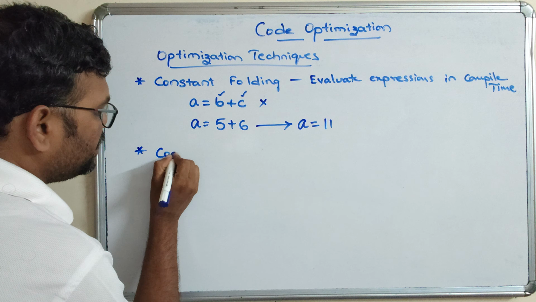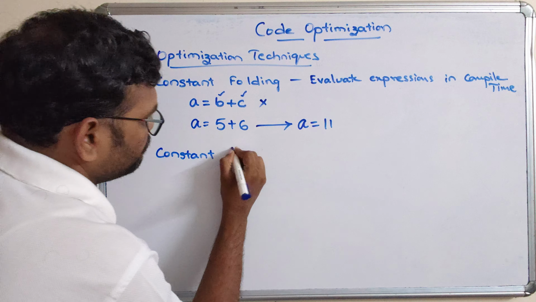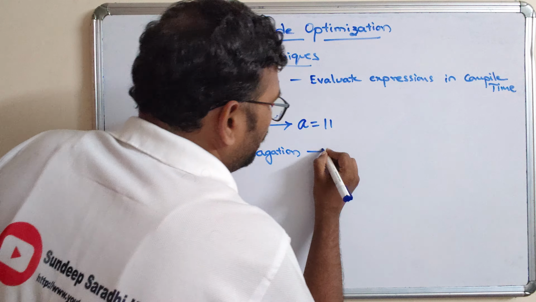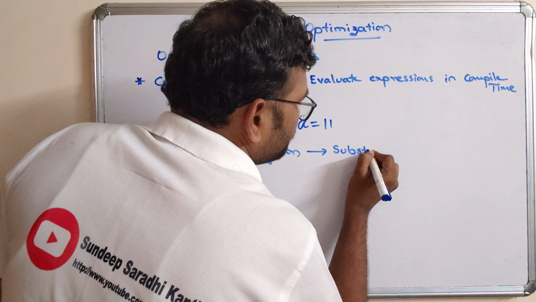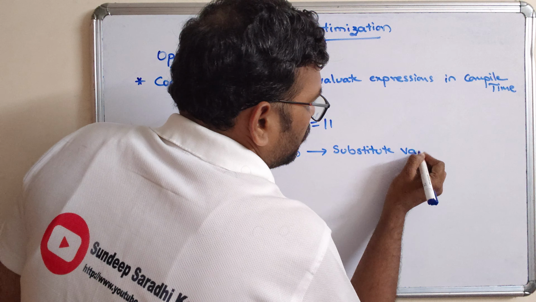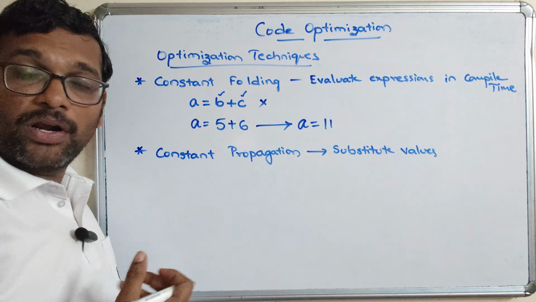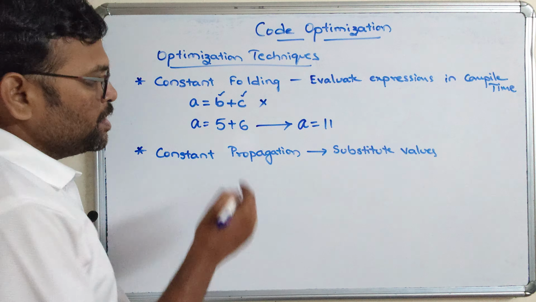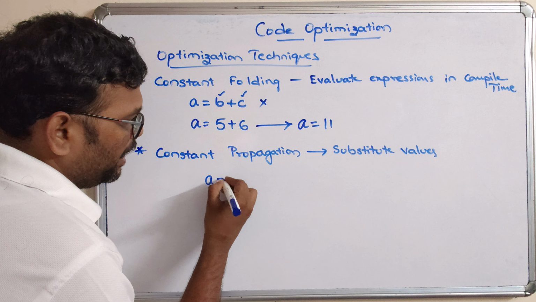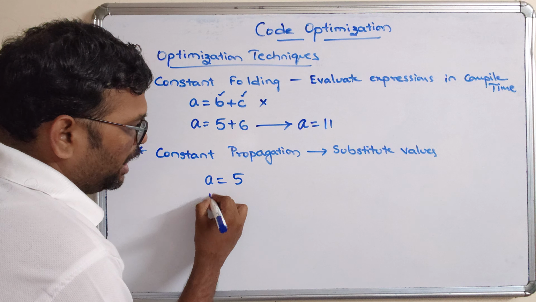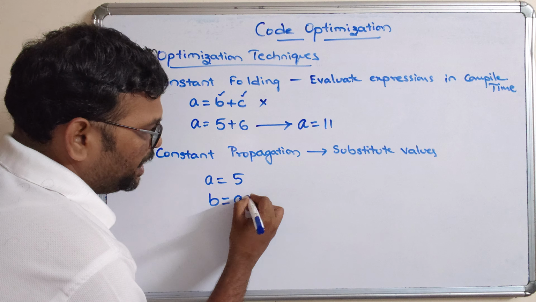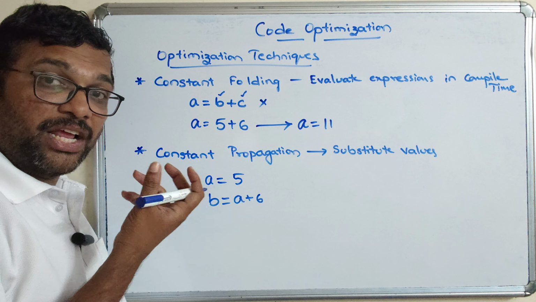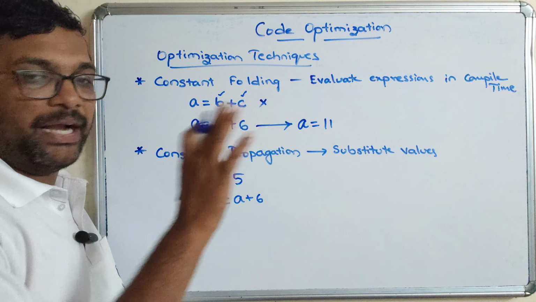Next, constant propagation. Here we substitute the values. Whatever values we already know can be substituted here. For example, take a is equal to 5 and b is equal to a plus 6. These types of expressions can also be calculated at compile time.